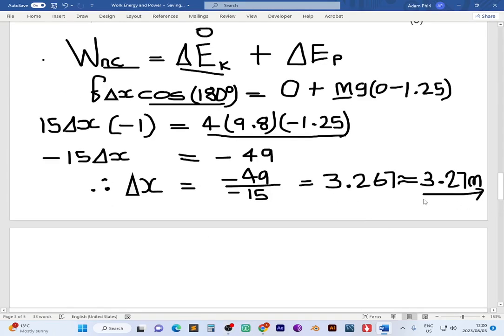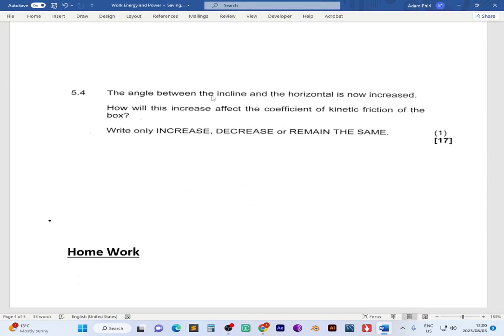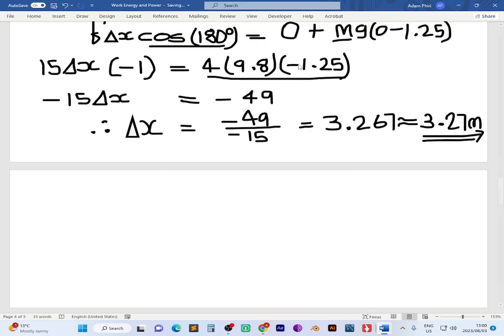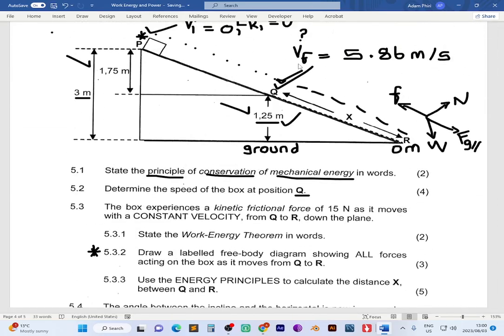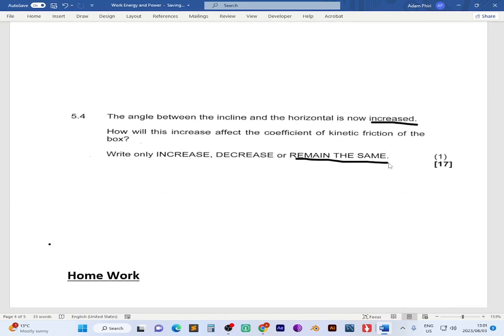So that's 5.3.3. Our next question is about the angle of inclination. Let's go to the scratch pad. They want to find that angle there. So you're going to look at the component, like which component you're going to use to find that. So as the angle increases, will it increase or decrease? Go through the problem. That is for the angle of inclination, and whether it's now increased, how will this increase affect the coefficient of kinetic friction?